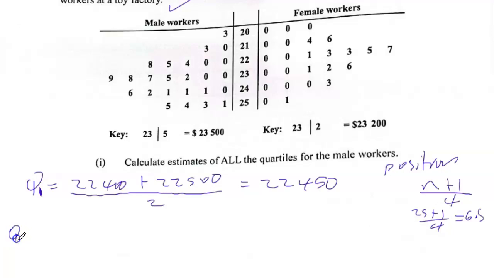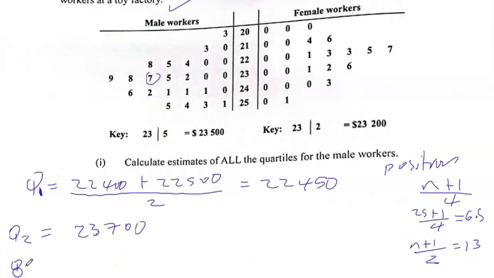Let's find Q2, our second quartile. So Q2 is the same as the median, and the median position is n plus 1 divided by 2. Now again, n is 25 and 1, 26 divided by 2, so 13. So the median is the 13th number. So 1, 2, 3, 4, 5, 6, 7, 8, 9, 10, 11, 12, 13. So this is 23,700. That's the 13th number.